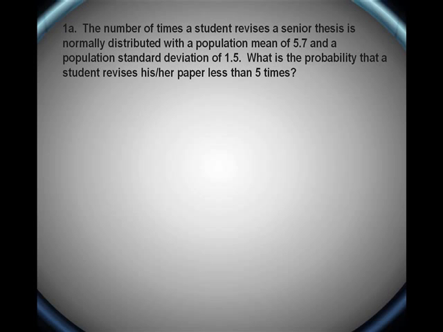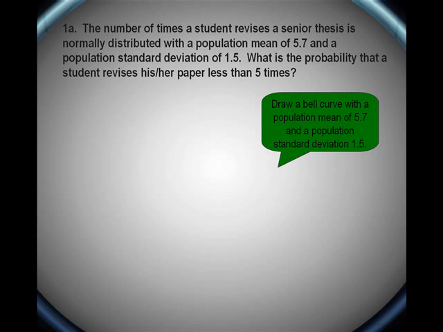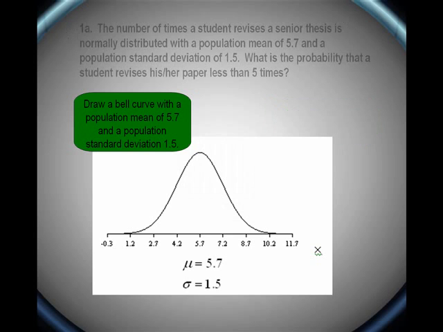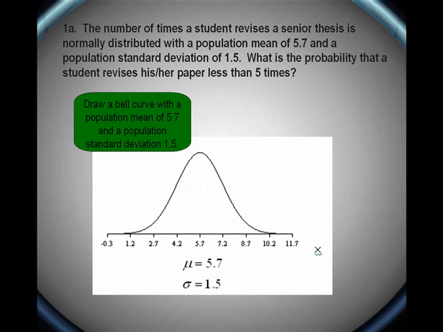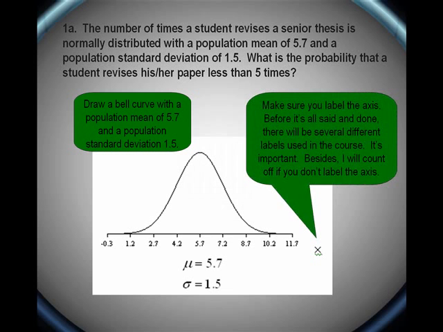We're just asking about the probability of one student, or we could ask what proportion of students generally. We want to know the probability that a student revises his or her paper less than 5 times. So we're going to draw a bell curve with a population mean of 5.7 and a population standard deviation of 1.5. Note that I've labeled the axis with x. That's our random variable, x, number of times that the paper is revised.